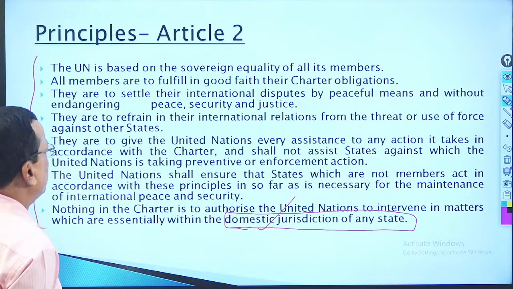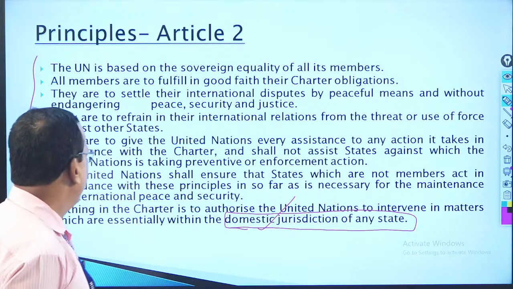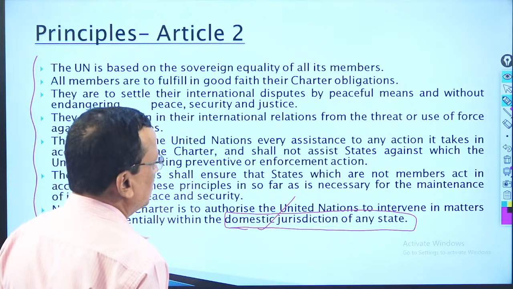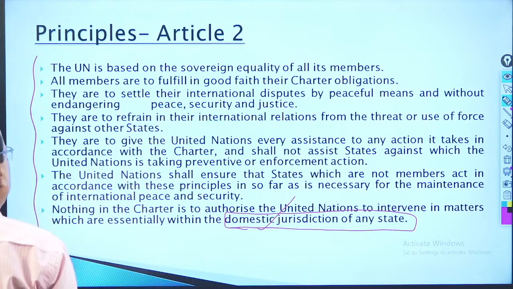So, the UN is based on the sovereign equality of all members. All members are to fulfill in good faith their charter obligations. They are to settle their disputes by peaceful means without endangering peace, security and justice. They are to refrain in their international relations from the threat or use of force against other states. They are to give United Nations every assistance in any action it takes in accordance with the charter and shall not assist states against which United Nations is taking preventive or enforcement action.